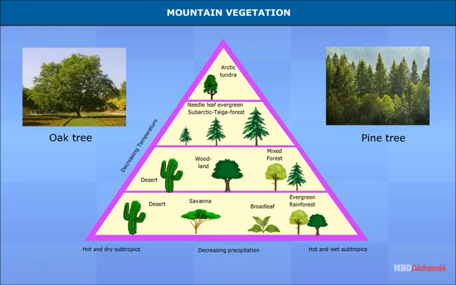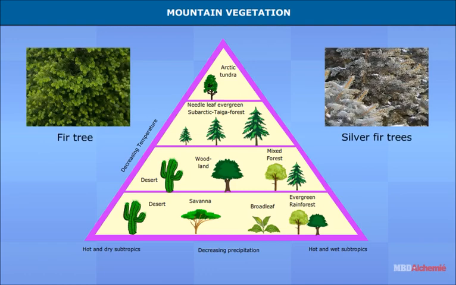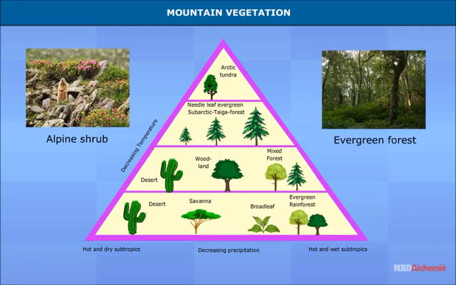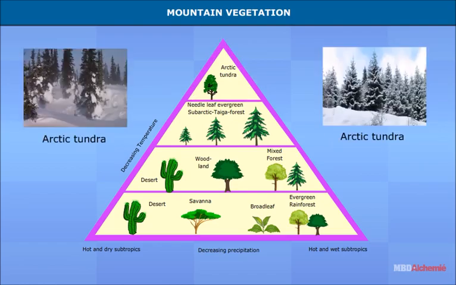At a height of about 1,500 meters above sea level, evergreen forests are found. The trees here are mostly oak, pine, cheer, and chestnut. Between 2,000 to 3,300 meters above sea level, we mostly find cedar, fir, pine, deodar, and silver fir trees. Alpine vegetation of shrubs and grasses are found beyond a height of 3,600 meters above sea level.